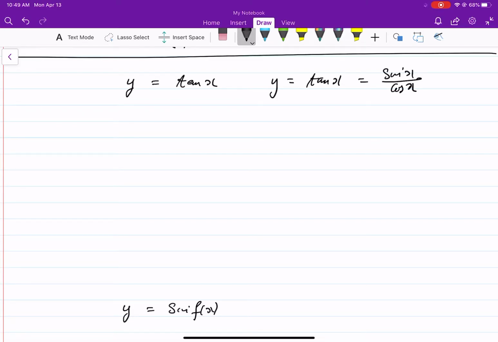I'll call the numerator u. You remember? U is equal to sine x. And the denominator v. V is equal to cos x. Du dx, well, when you differentiate the sine function, remember you get the cos function. And dv dx, when you differentiate the cos function, you get minus sine function.